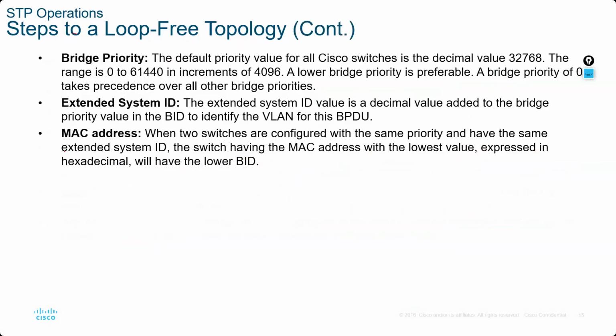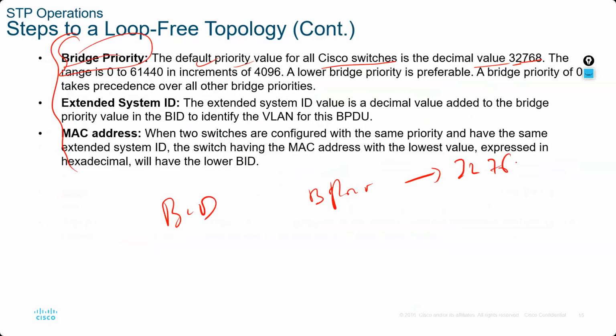So these are the three things that make up a BID. The bridge priority, guys. The bridge has a priority number. The default priority value for all Cisco switches is 32,768. So that means the bridge priority is the same on all the switches. 32768. All the Cisco switches you are going to see, they are going to have this priority number.